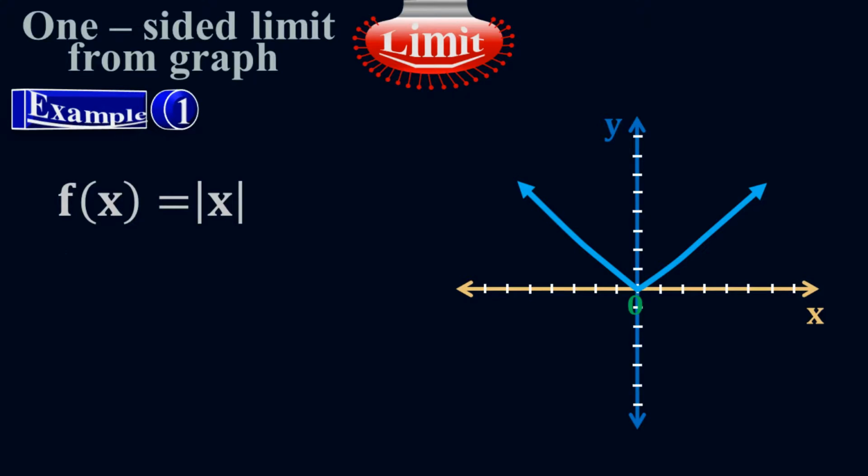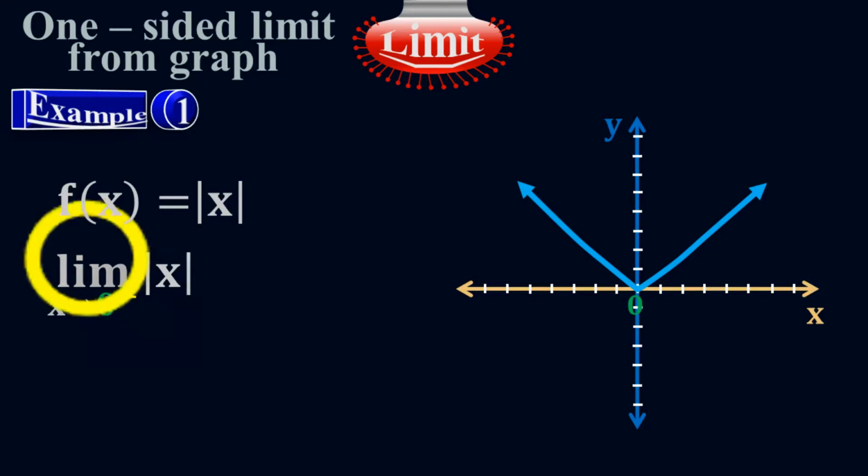So my notation will be limit of modulus x where x approaches 0 from the negative side. This negative sign means we are approaching the exact value from the left side. We are dealing with the one-sided limit, not with the two-sided limit. But it has to be from a graph. We must have a graph.